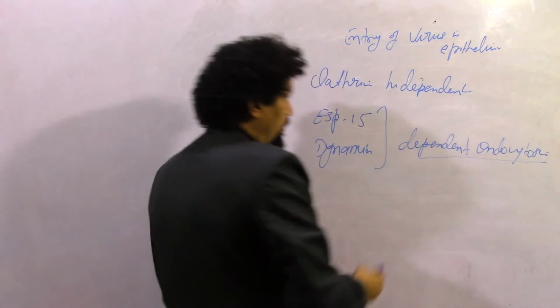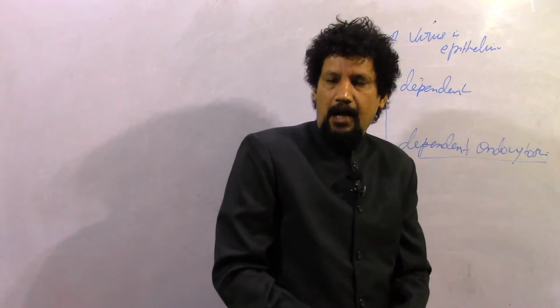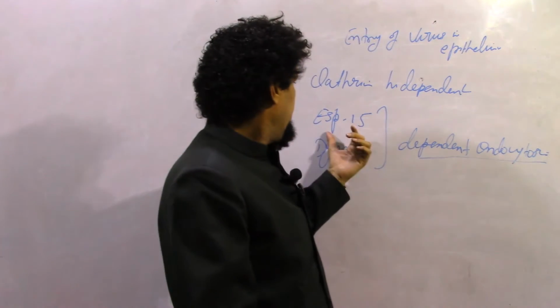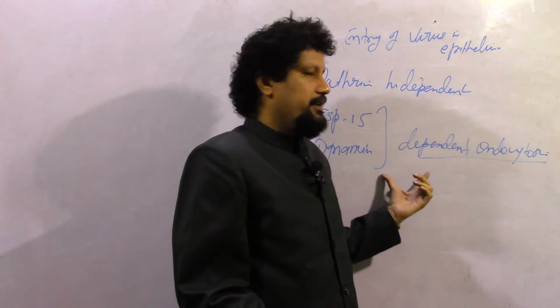The entry of the chikungunya virus into the human epithelial cell after the bite of the mosquito is clathrin independent, but it is Eps15 and dynamin dependent endocytosis.